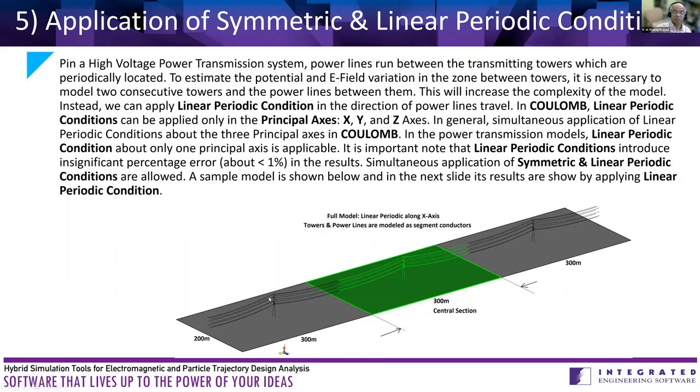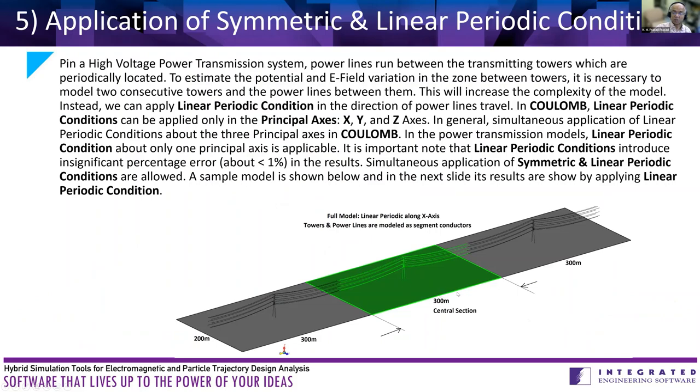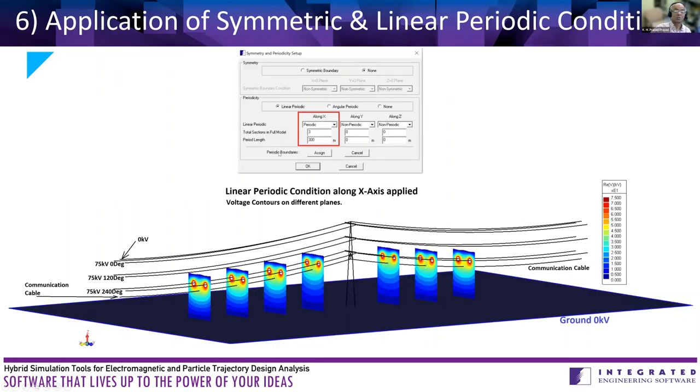I considered only three poles here. That's why three poles. And the length of the periodic section is 300 meters. So that 300 meters I put here, then solve it. Then you can see the potential variation at different planes that you can calculate.